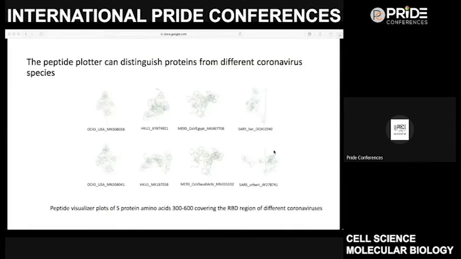The RBD region of S proteins is a region that many vaccines are designed to target. This slide shows amino acids 300 to 600 covering the RBD region of S proteins of different coronavirus types, including OC43, HKU1, MERS, and SARS. We can see the peptide characteristics are different across these different types of coronavirus. Within the same coronavirus type, there are similarities and subtle differences between different strains.